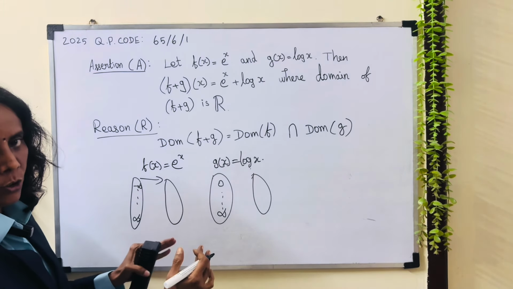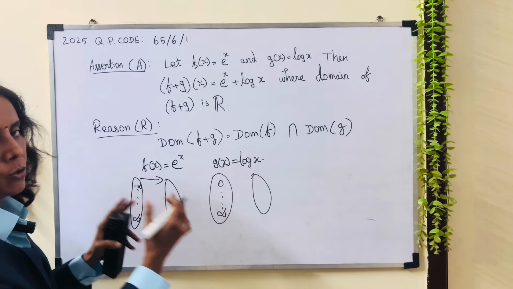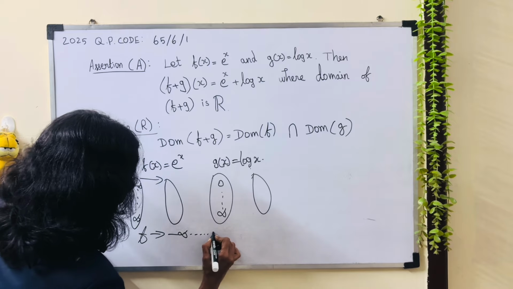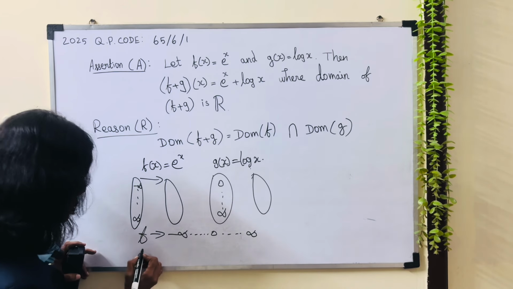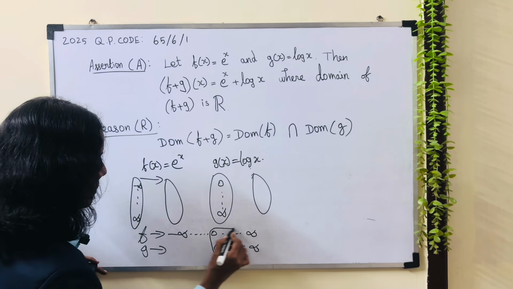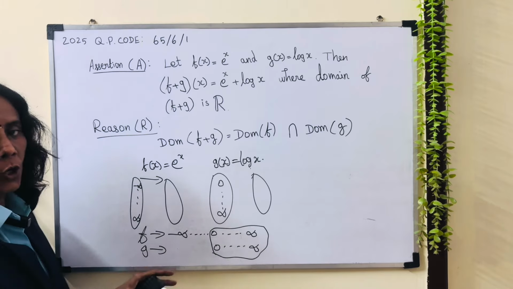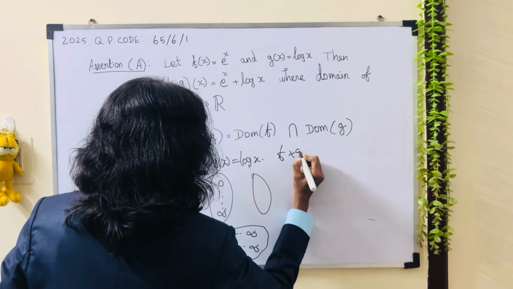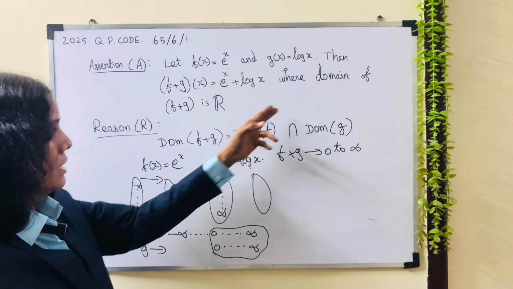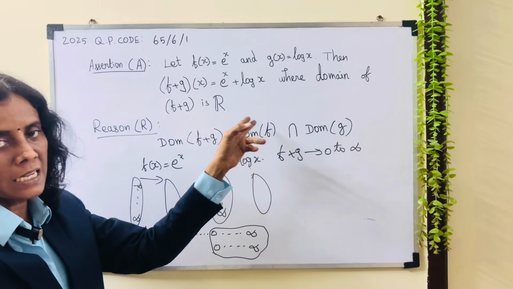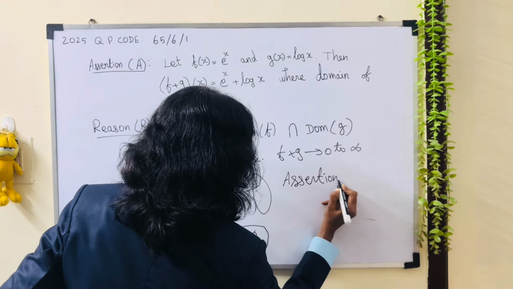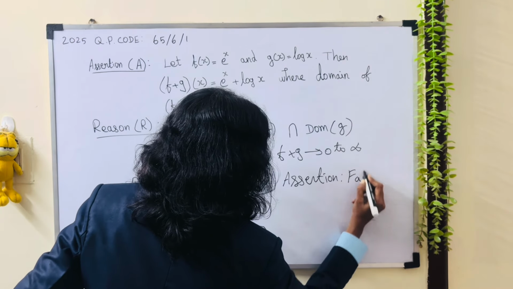ஆனால் f plus g ஓட domain என்னன்னா fக்கும் gக்கும் காமனாக இருக்கணும். f ஓட domain -infinity to infinity. g ஓட domain 0 to infinity. So f plus g ஓட domain இது ரெண்டுக்கும் காமனா, 0 to infinity இருக்கணும். ஆனால் domain of f plus g is R அப்படின்னு கொடுத்துருக்காங்க. So assertion is false.